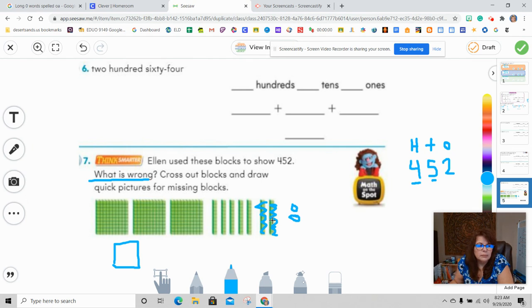Now it says use these blocks to show 452. What's wrong? So it says cross out the blocks and draw a quick picture for the missing number. So we drew the extra 100 that we needed. We crossed out the 2 tens that were extras, and we drew the 2 ones that we needed. And that's what we needed to do. So now our picture is correct.